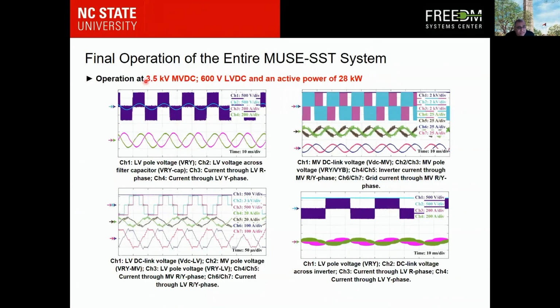Here are the final results of the entire SST at a reduced voltage or half voltage of 3.5 kV and 600 volt on the low voltage side DC at an active power of 28 kilowatt. And again, you can see the low voltage side switching, the medium voltage side, and the dual active bridge 3-phase converter waveforms at 28 kilowatt and at 3.5 kV DC bus.